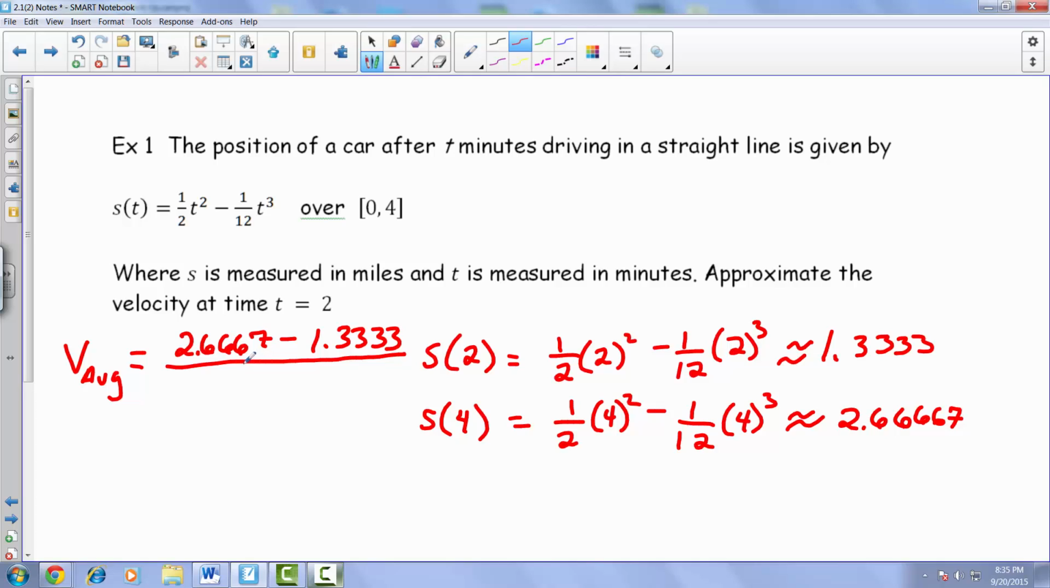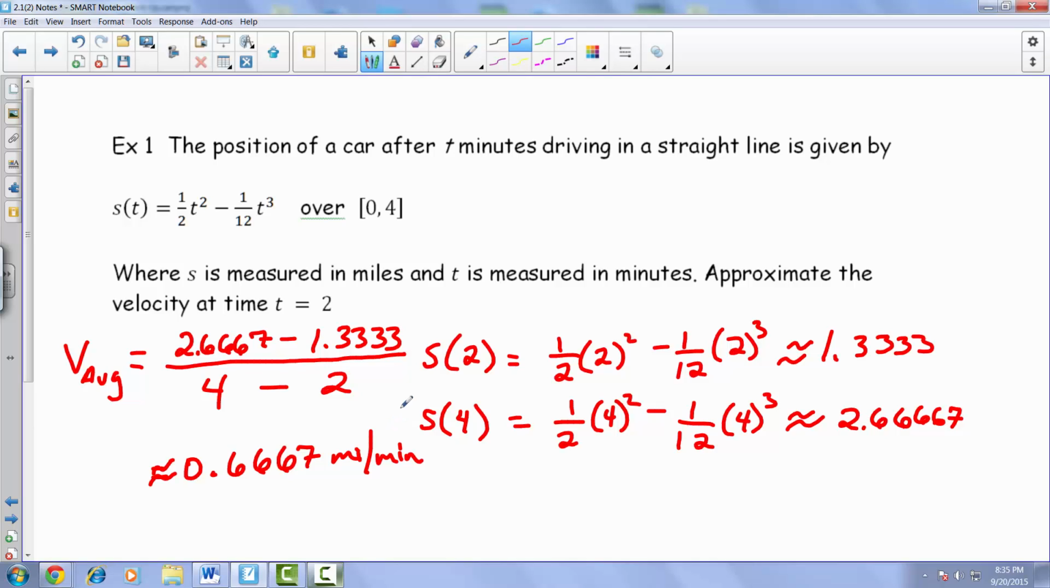Now we're going to do our time on the bottom. Our other point was 4, and our target point is 2 minutes. So when you punch this into the calculator, it comes to be about 0.6667 miles per minute.